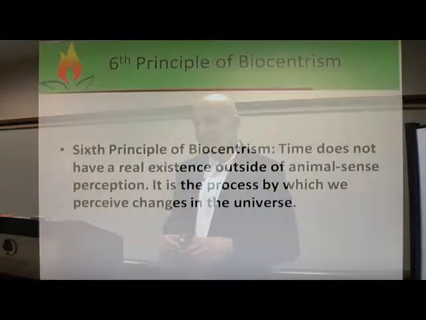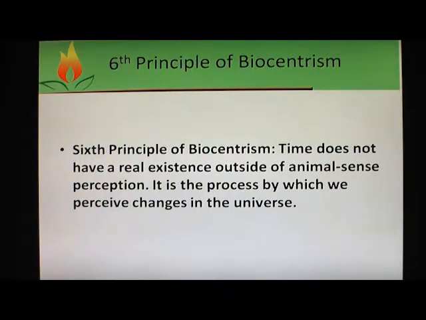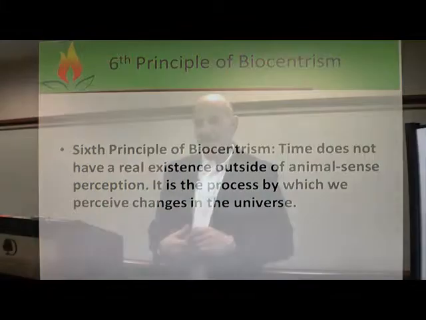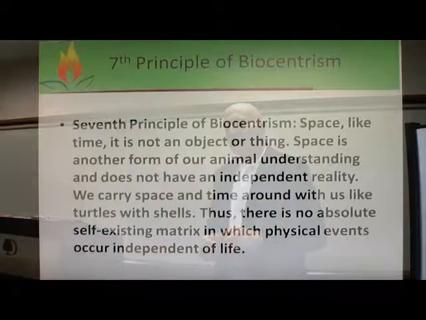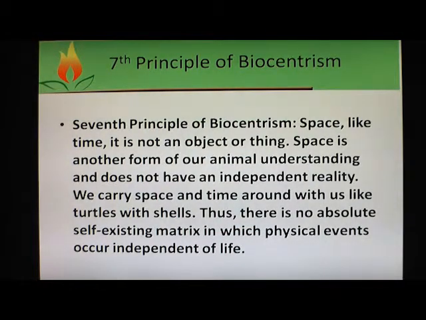The sixth principle of biocentrism is time does not have a real existence outside of animal sense perception. It is the process by which we perceive changes in the universe. Seventh principle of biocentrism is space, like time, is not an object or thing. Space is another form of our animal understanding and does not have an independent reality. We carry space and time around with us like turtles with their shells. Thus, there is no absolute self-existing matrix in which physical events occur independent of life.